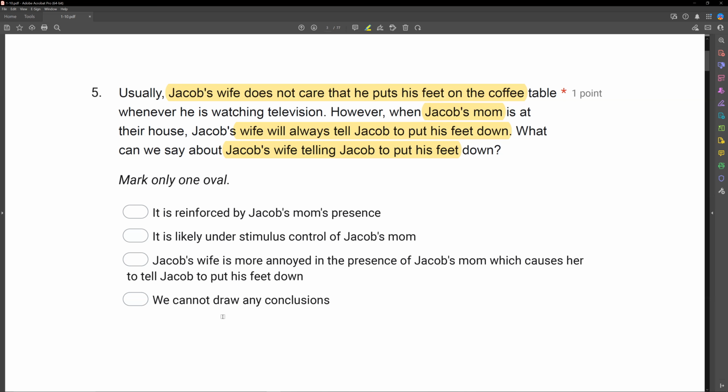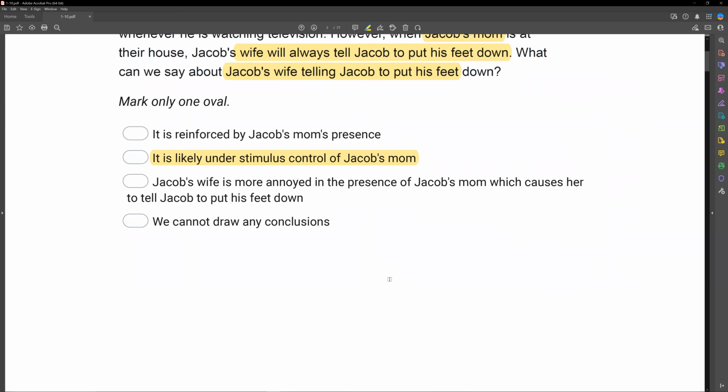D, we cannot draw any conclusions. Well, we can draw a parsimonious one, which is it's likely that Jacob's wife's behavior is under the stimulus control of Jacob's mom, considering her behavior changes when Jacob's mom is present.